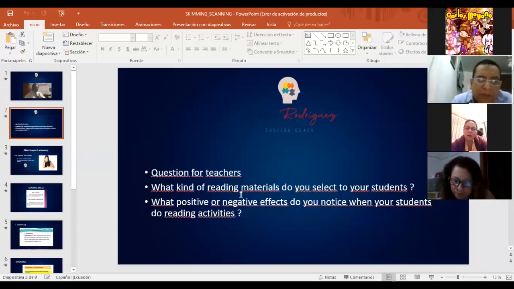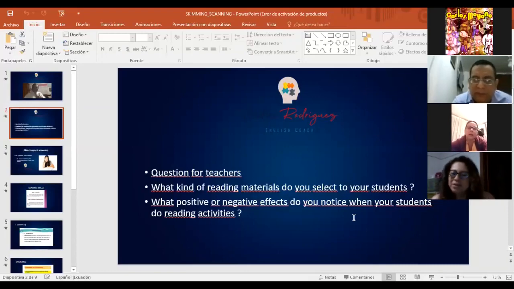Well, I have another question. This question is about effects, no? What positive or negative effects do you notice when students start the process of reading activities? This question is about, for example, what reactions, what emotions, what facial expressions do you observe in your students when they read something that they like, or when they refuse something that you present and they don't like it? What do you think about that, Katherine?